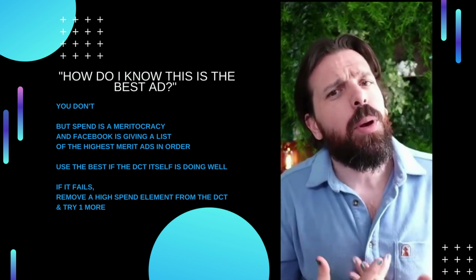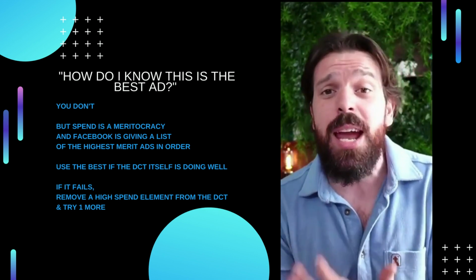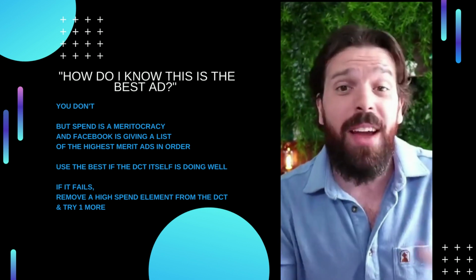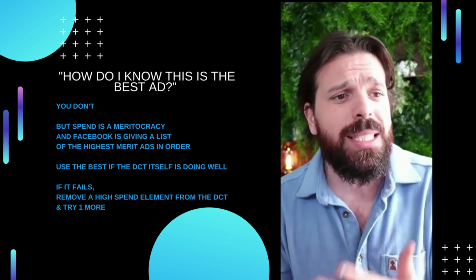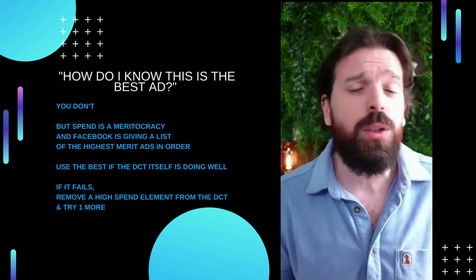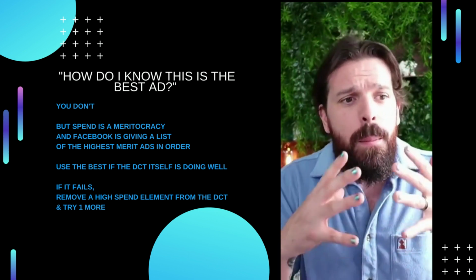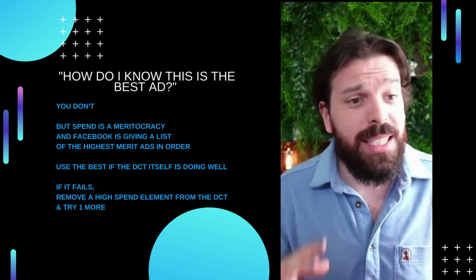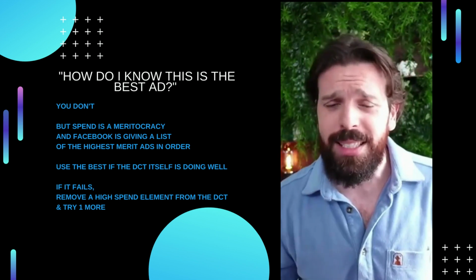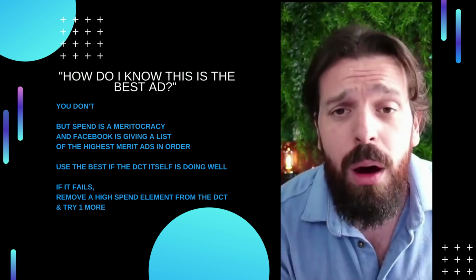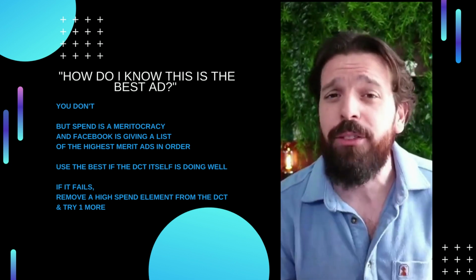So when you extract those post IDs, you're letting Facebook tell you what it is they think they want end users to see based off of end users' experience. And your job is to ultimately validate that choice against your own performance when you look at where the spend goes. If it fails, remove a high spend element from that DCT and try it one more time. If it doesn't work then, get rid of it and move on to the next idea. But the honest truth is you don't know that it's a winner. That's just something you're going to have to test and a truth you're going to have to accept.